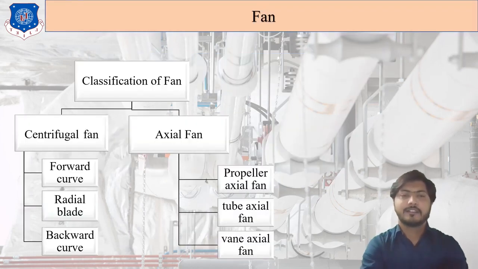First is the fan. The classification of fan is of two types: centrifugal fan and axial fan. In the centrifugal fan, there are again three types according to blade shape: forward curve, radial blade and backward curve. The axial fan is also of three types: propeller axial fan, tube axial fan and vane axial fan. A fan is a component in an air conditioning system to supply air from the AHU to the conditioned place, according to pressure, high pressure.